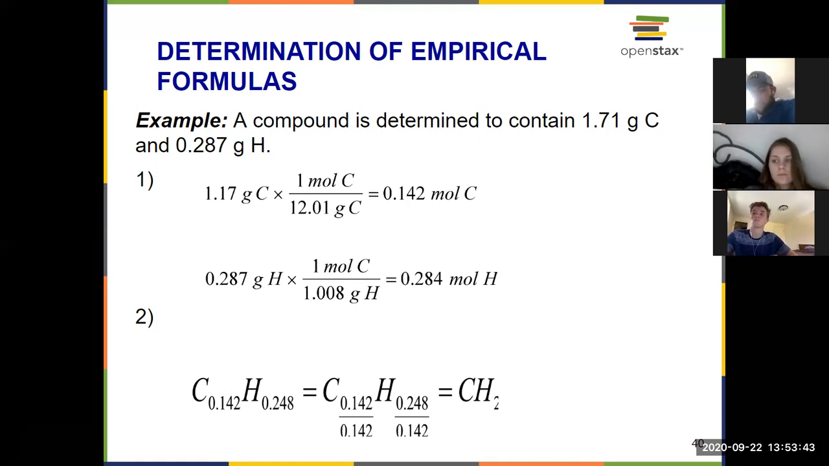Keeping in mind that this is the simplest ratio that exists. CH2 doesn't exist as a molecule, but C2H4 does exist. This is just the empirical formula, the simplest ratio of the two. It may or may not be the molecular formula, which we'll discuss in just a little bit.